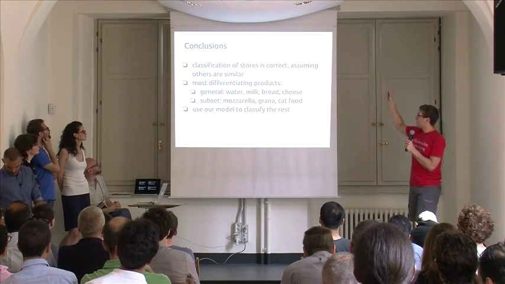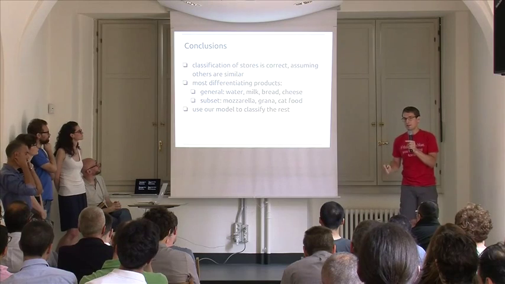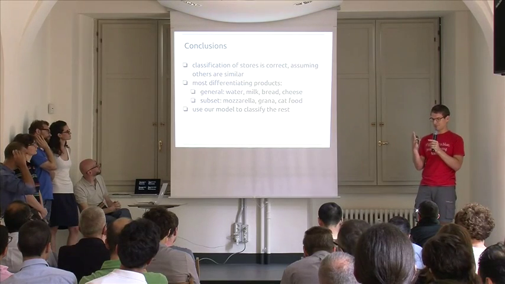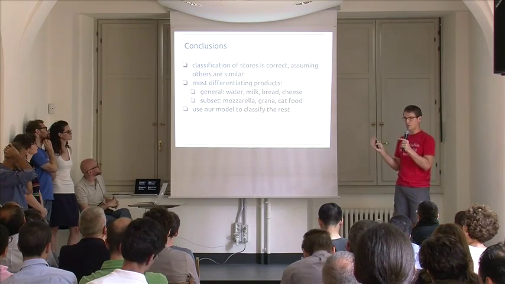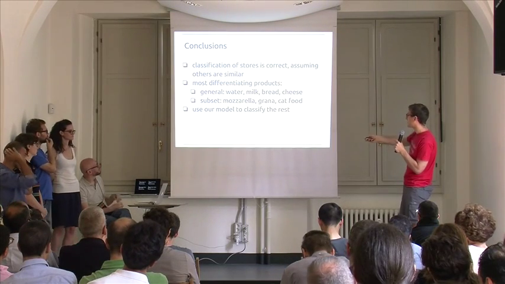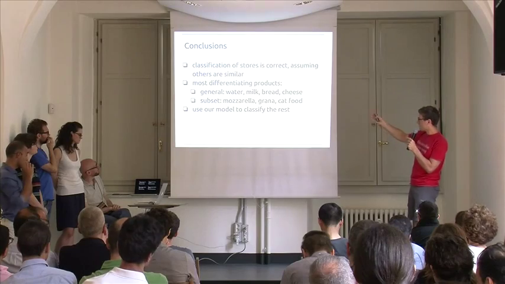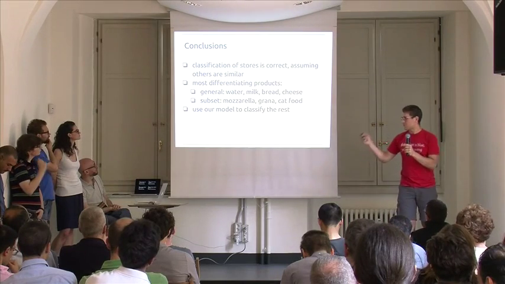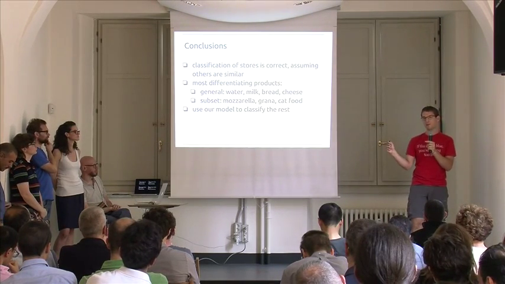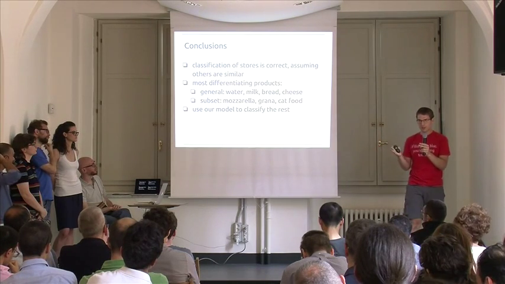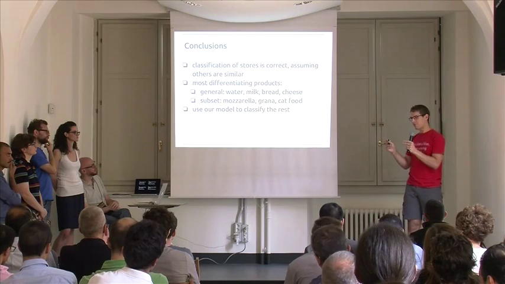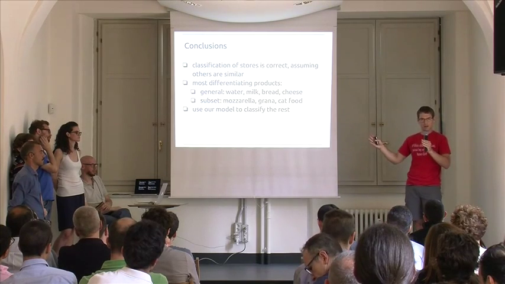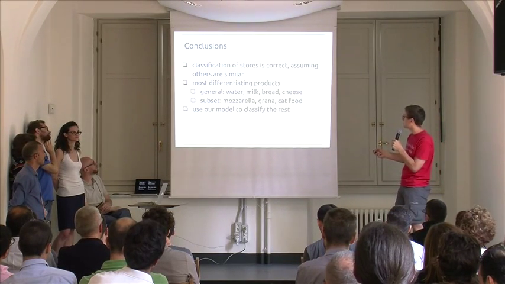So the conclusions: we think that the classification of the Dimar stores is correct, but only based on the four data points. We need more in order to confirm it. These are the most differentiating products that we think are important for the classes. It would be great if we could have some data from another shop and use our predictive model that has great accuracy on our test data. If we could test it and see if it predicts a certain class for an unknown shop that we don't know anything about, that would be a nice way to test it.